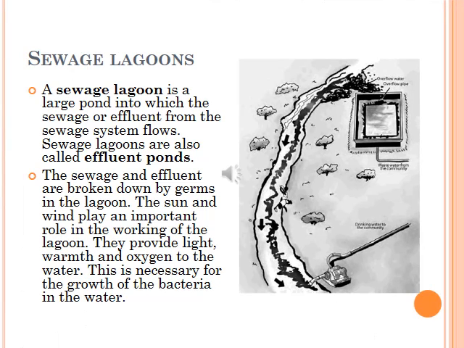Now comes the third method, that is sewage lagoons. A sewage lagoon is a large pond into which the sewage or effluent from the sewage system flows. Sewage lagoons are also called effluent ponds. The sewage and effluent are broken down by germs in the lagoon. The sun and wind play an important role in the working of the lagoon. They provide light, warmth, and oxygen to the water. This is necessary for the growth of the bacteria in the water.